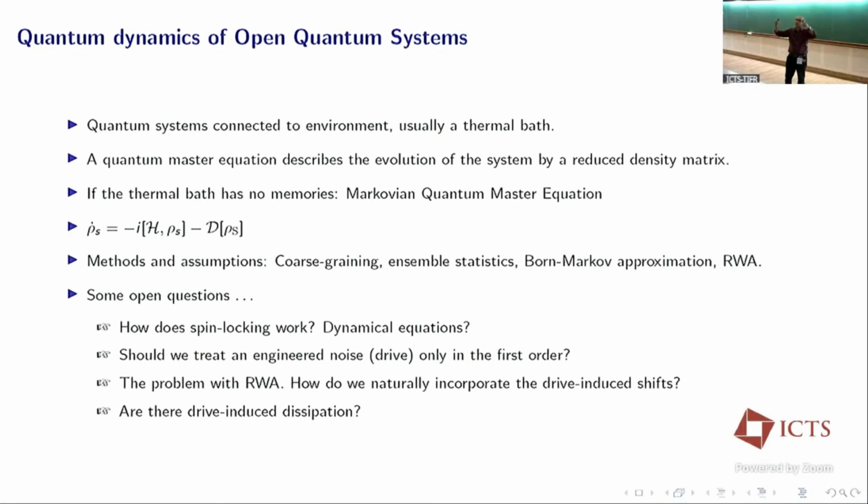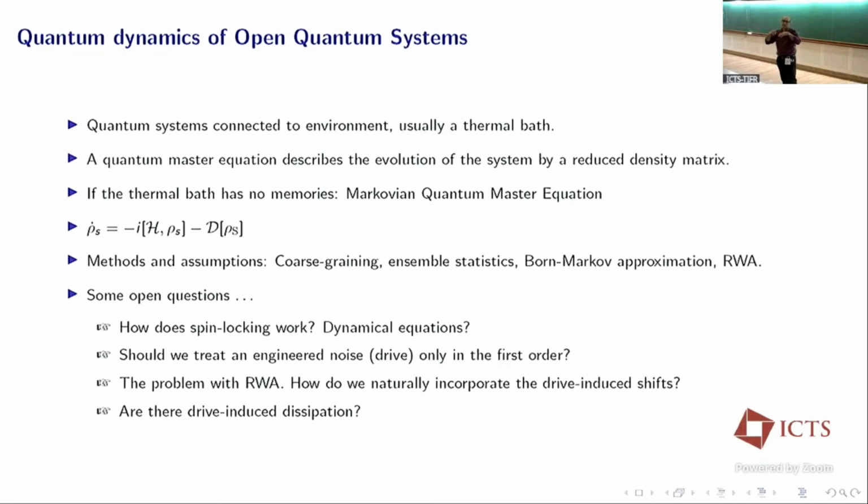Typically, the drive or coupling goes in the first order commutator, and the dissipator contains the contribution from the environment, the system bath coupling. But as it is, it cannot explain certain experiments. For example, one of the recent experiments being done is spin locking.